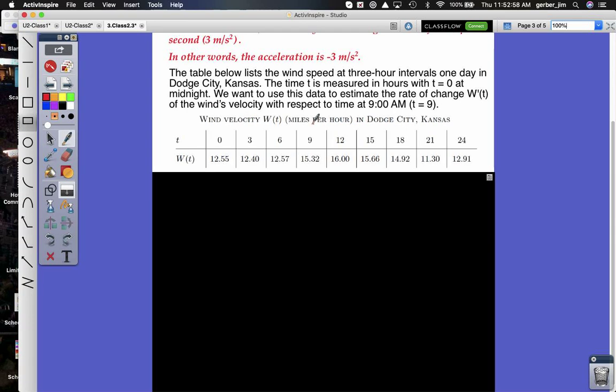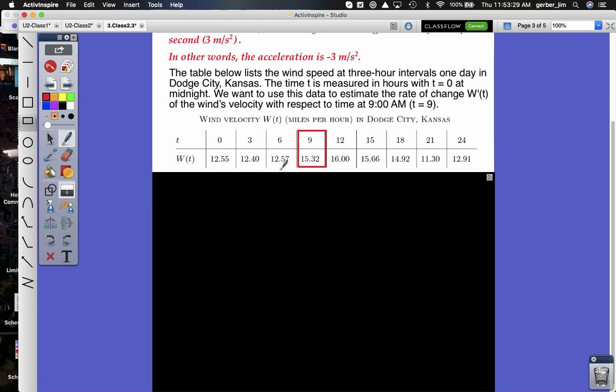What we want to know is, what is the rate of change of the wind speed right here at 9 o'clock in the morning? Let's be really clear, this is not the same as saying what is the wind speed at 9 o'clock in the morning. That's really obvious. The wind speed at 9 o'clock in the morning is 15.32 miles per hour. We're not asked that. We're asked for, how is the wind speed changing? Well, if we look at what's going on around 9 o'clock, we would probably guess that the wind speed is increasing.